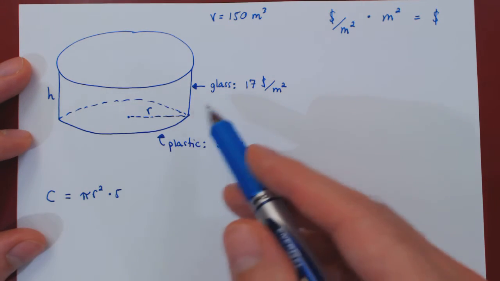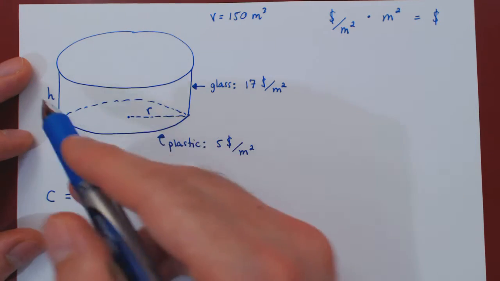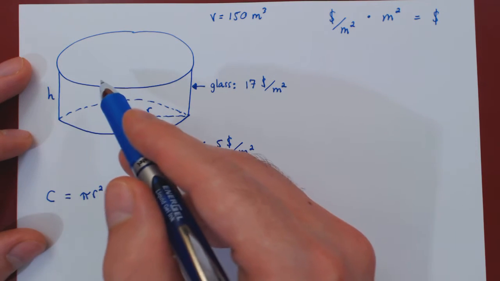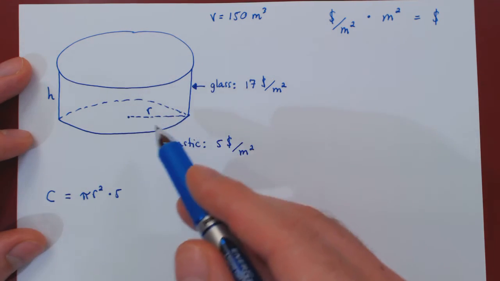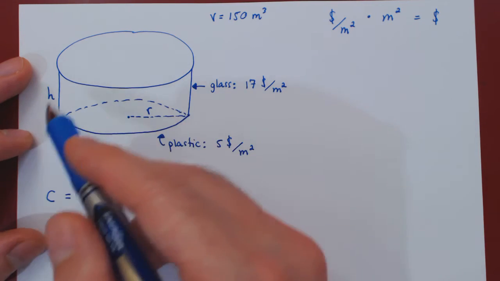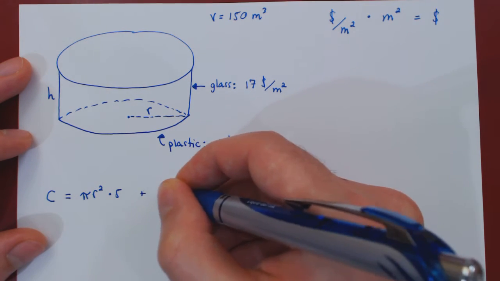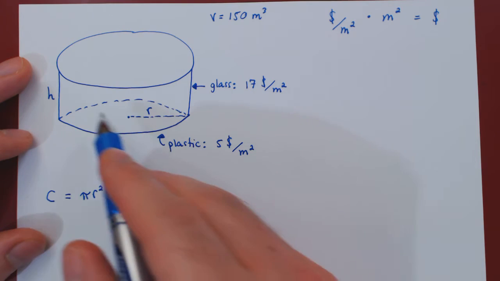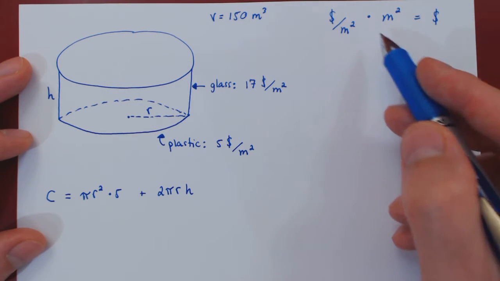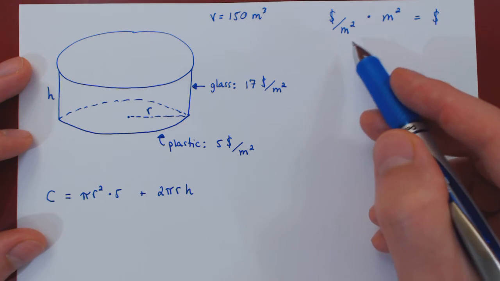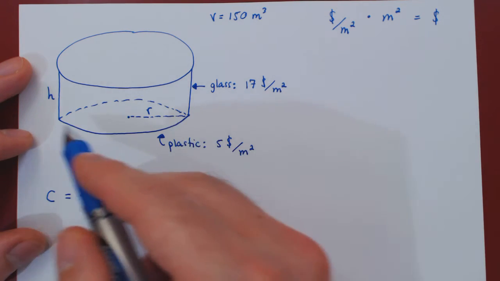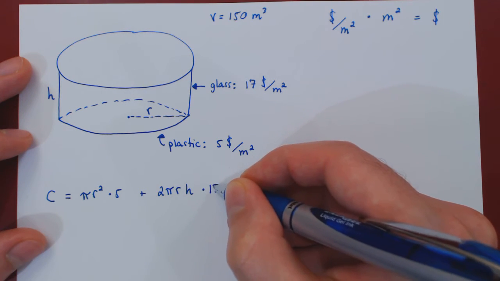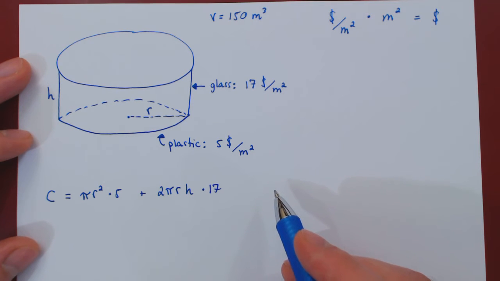What about the body? If you recall, thinking of the body as a rectangle, by cutting one side open and flattening it out, we have a rectangle of height h and length being the circumference 2 pi r. So the area of the glass used is 2 pi r h. That is the total area of glass that we're going to need, times of course the cost per meter squared will give us the total cost of the glass, times 17. So now we have the cost function.